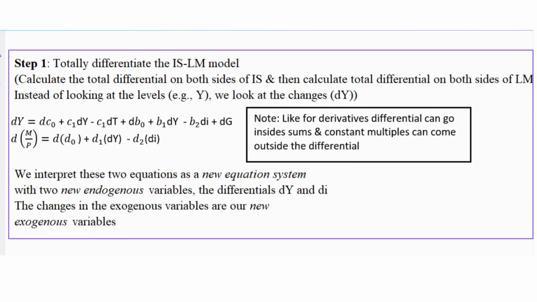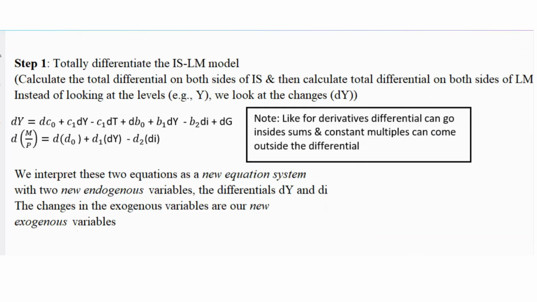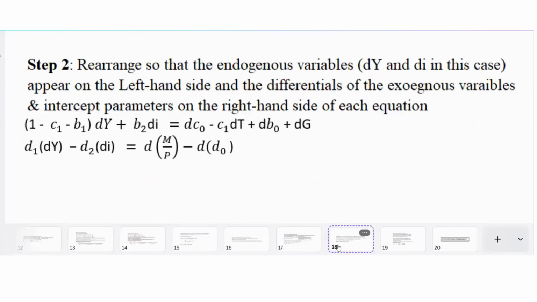So you want to rearrange the equation so that your endogenous variables, which are now dy and di, appear on the left-hand side, and the differentials of exogenous variables and intercept parameters appear on the right-hand side of each equation. So here this would be dc naught, here it would be minus c1 dt, db naught, dg, and here it would be dm by p and dd naught, right? So we rearrange. The next step is to rearrange it.